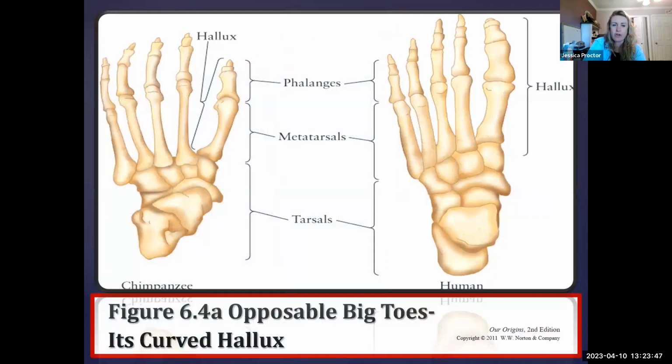All right, this slide here is just showing you the opposable hallux. So the hallux is the big toe. You've got the human foot on the right-hand side and a chimpanzee foot on the left side. You see in the chimpanzee, the hallux is slightly diverged. It's opposable, which is allowing the foot to grip.